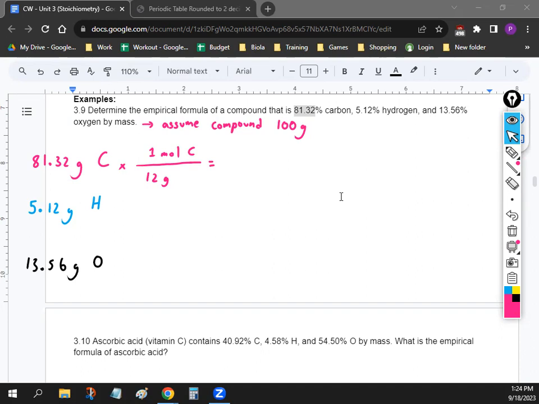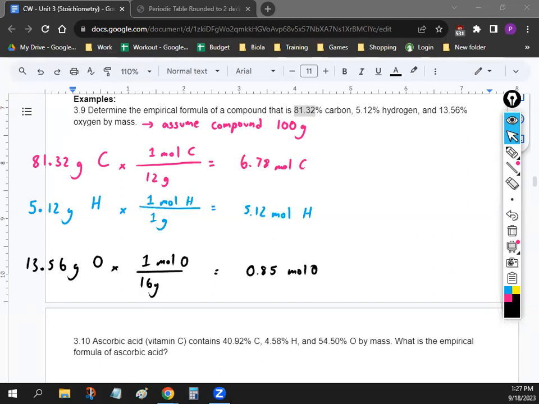So I'll give you guys about 2 minutes. You can split it with the person next to you. But I want you guys to find the moles of carbon, moles of hydrogen, and moles of oxygen inside of this compound. And then I'll show you guys how to finish up the rest of the problem. Okay, so take about 2 minutes to try that.